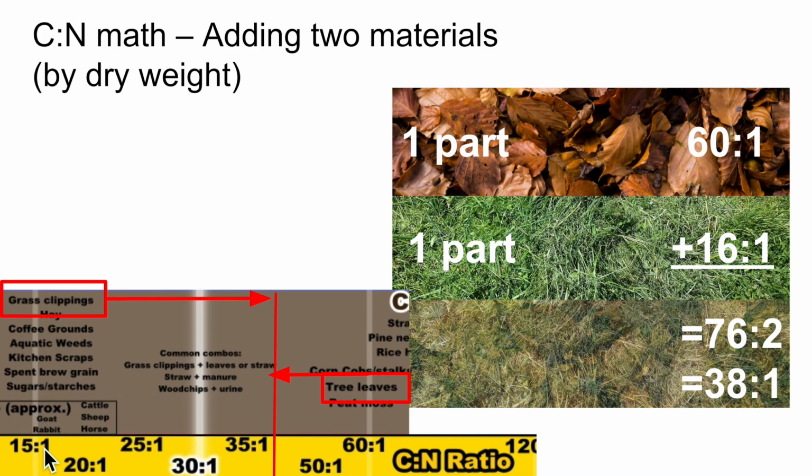Let's say our target carbon to nitrogen ratio is 40:1. I have tree leaves and grass clippings that I can use to achieve this ratio. If we take 1 part tree leaves containing a 60:1 ratio and mix it with lush grass clippings with a 16:1 carbon nitrogen ratio, the outcome will have a ratio of 38:1. So a 1-to-1 ratio of leaves and grass is close to my 40-to-1 target.